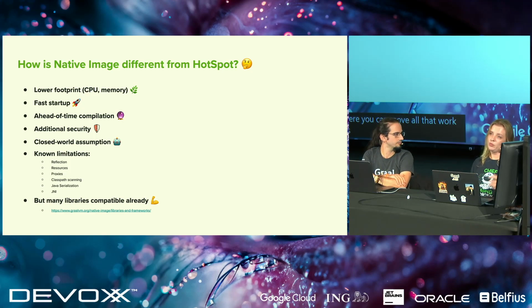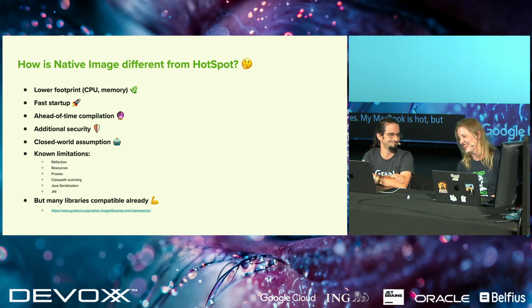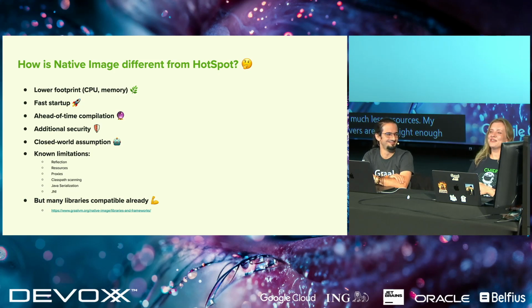You can move it to build time and do it once, as opposed to doing it spread out throughout runtime, every single time you run the application. So you build it once, maybe a bit longer, but then you can start pretty much instantly and also consume much less resources. My MacBook is hot, but my servers are cool. Very nice. So two things to keep in mind here.